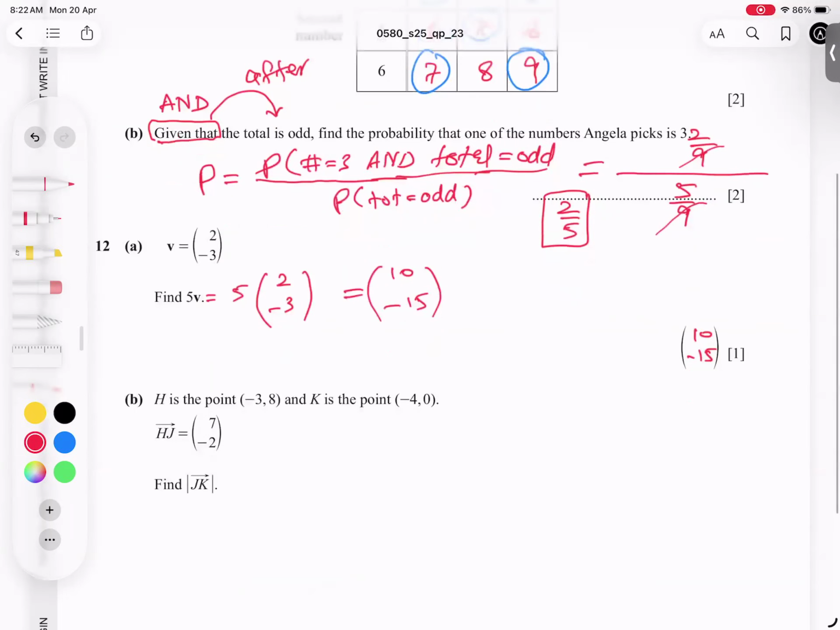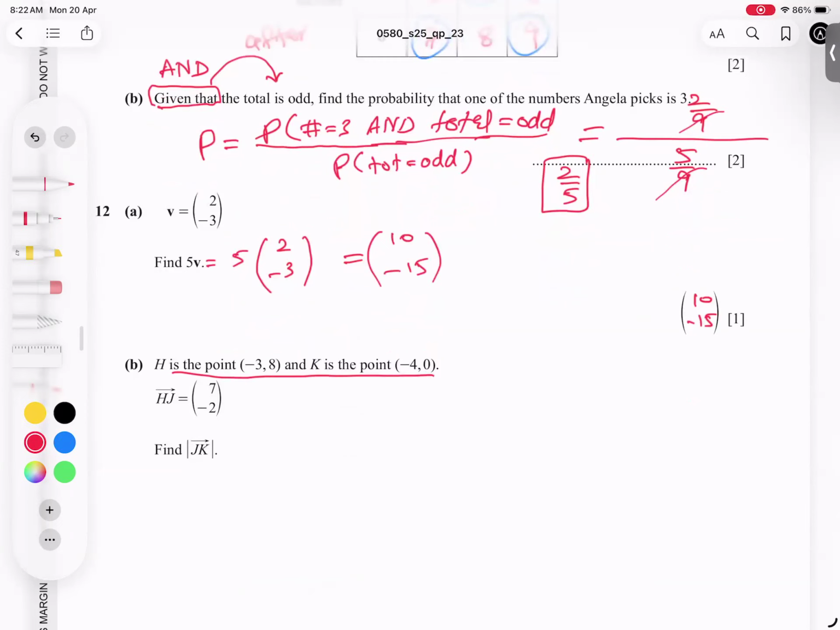Next part. H is this point and K is this point. HJ is given. We have to find KJ. Very good question. We have a lot of different variables involved in this question. KJ, we are looking for KJ. KJ is not given anywhere. But if I want to find it, what is the basic criteria I use? The vector ending at K.